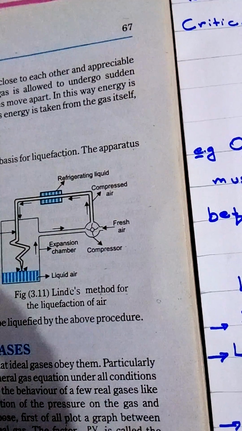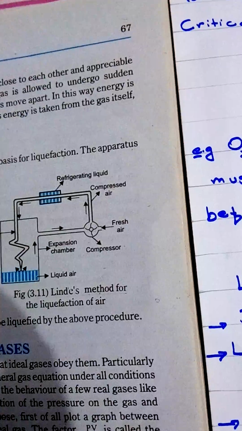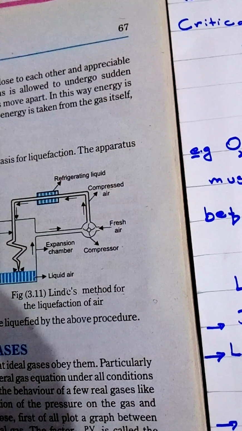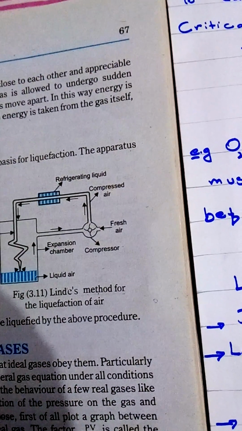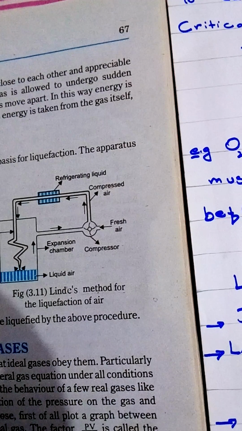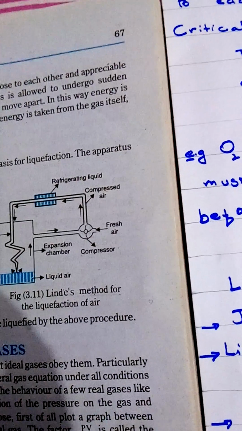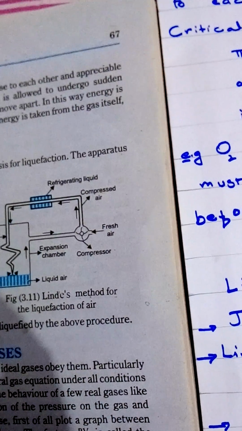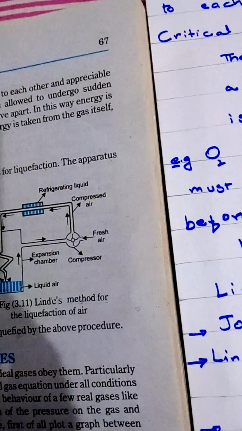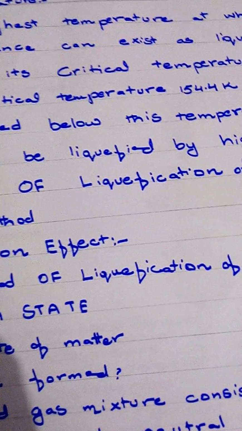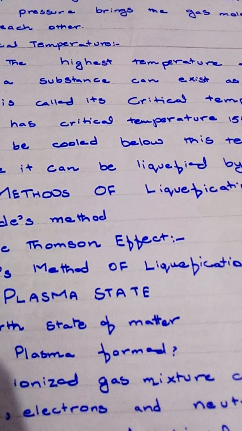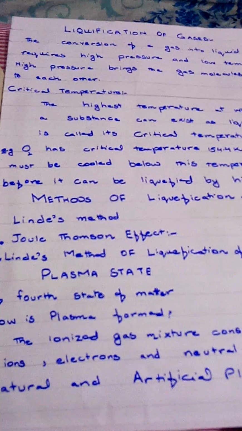This cooled air goes up and cools the incoming compressed air. It returns to the compression pump. This process is repeated again and again. The liquid air is collected at the bottom of the expansion chamber. All gases except hydrogen and helium can be liquefied by the above procedure. And this was the method of liquefaction of gases.